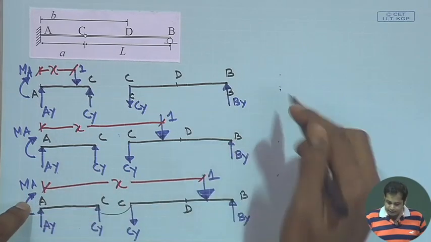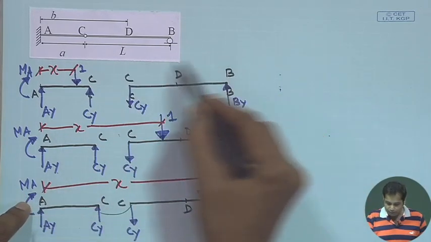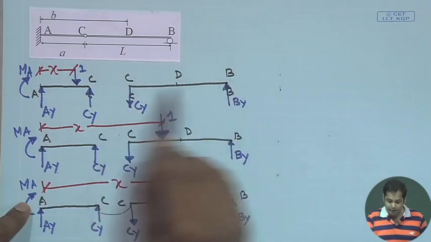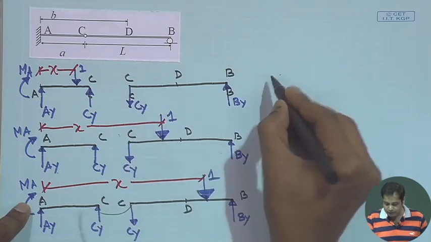Now, let us first check this. By applying the equilibrium condition, we can say that there is no load in between C and B. So CY and BY are both 0, right.